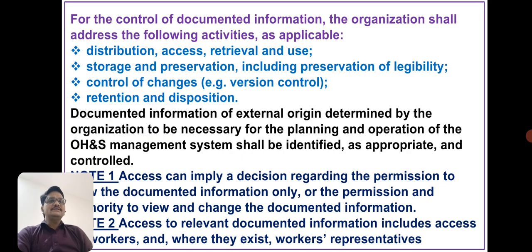Now, next, for the control of documented information, the organization shall address the following activities. First is distribution, access, retrieval and usage. Second is storage and preservation, including preservation of legibility, control of changes, that is version control, and retention and disposition. Documented information of external origin determined by the organization to be necessary for the planning and operation of the OHS management system shall be identified as appropriate and controlled.